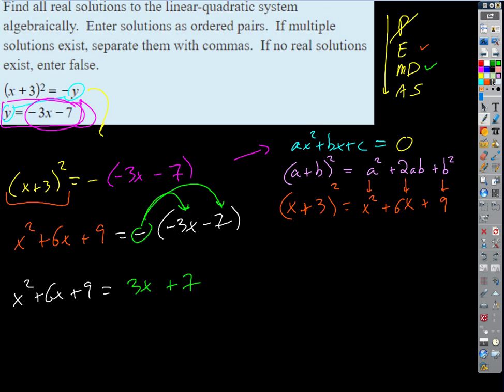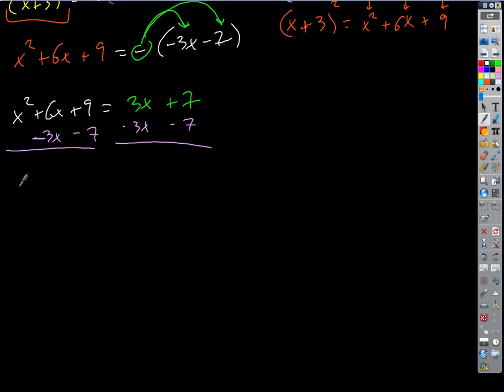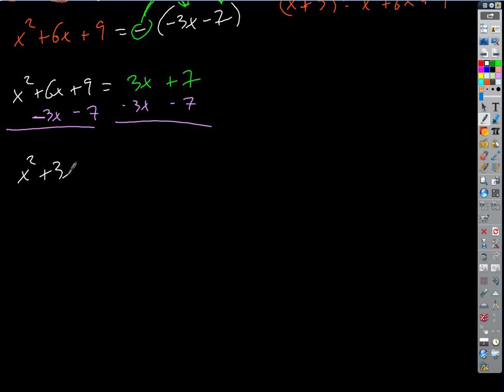And then finally, last step, addition, subtraction. X squared plus 3x. Okay, good. I'm just going to subtract 3x from both sides, subtract 7 from both sides, and we end up with x squared plus 3x plus 2 equals 0. Standard form, right? And now this is classic Unit 2 stuff.